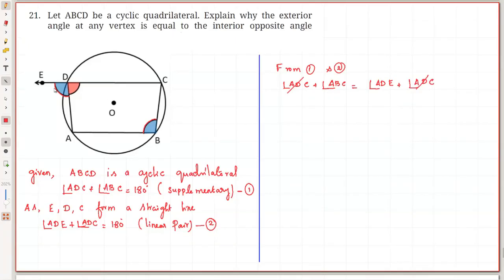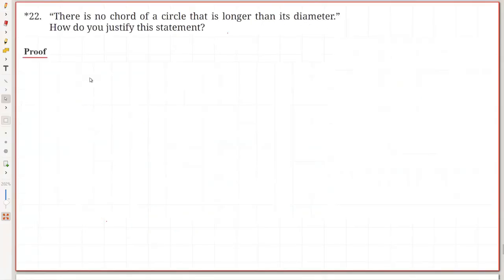So the exterior angle is equal to the interior opposite angle. So we got the proof. Therefore I can say angle ABC is equal to angle ADE. Hence proved. You have to understand what has to be proven: the exterior angle is equal to the interior opposite angle. So we have proven. So question number 22.